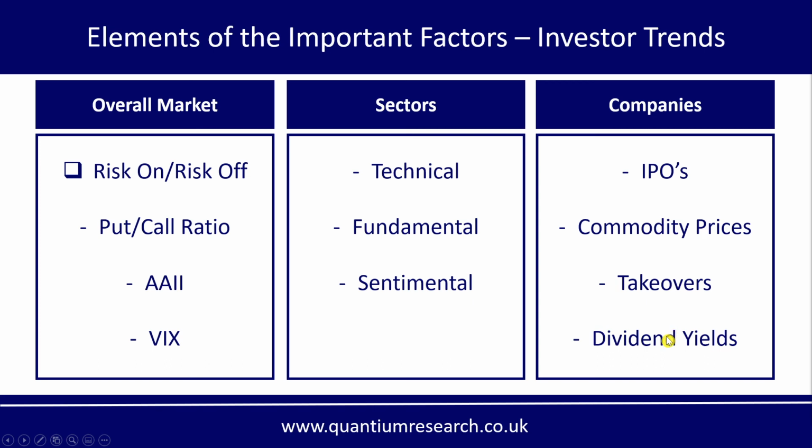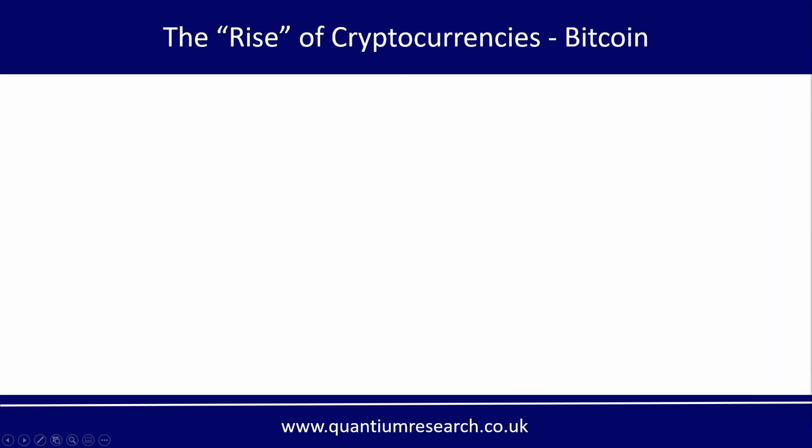But a trend could also be seen by dividend yields, because a lot of investors invest in things purely for the sake of dividend yields. That, once again, is a controversial topic that we discuss on a separate occasion, but it's important to consider the impact of dividend yields on trends as well. So we'll give an example here of cryptocurrencies and the rise with Bitcoin.